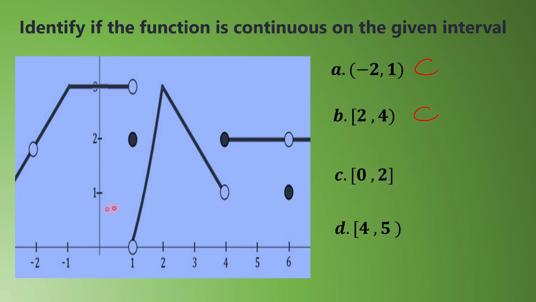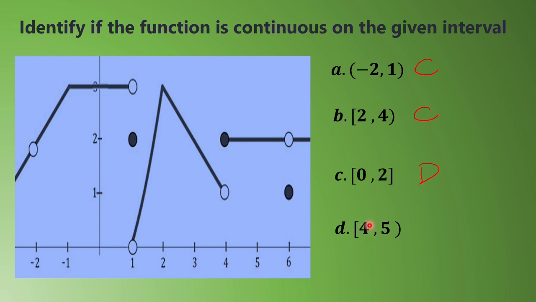0 to 2, so this is 0, and then this would be 2. So if we try to trace the graph from 0 to 2, as we can see, we are including 1 wherein there is a discontinuity. Therefore, this would be discontinuous.